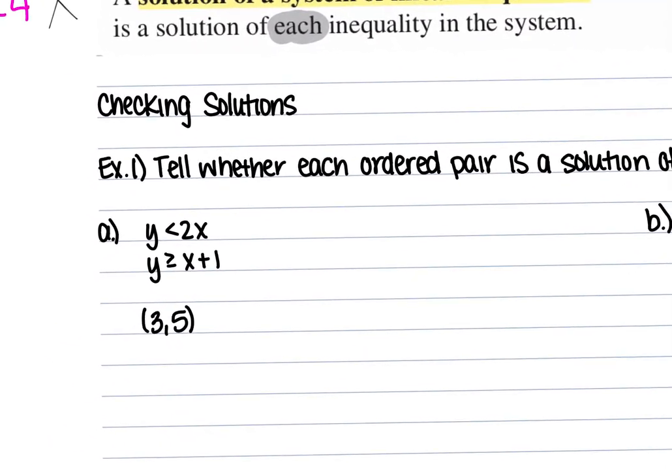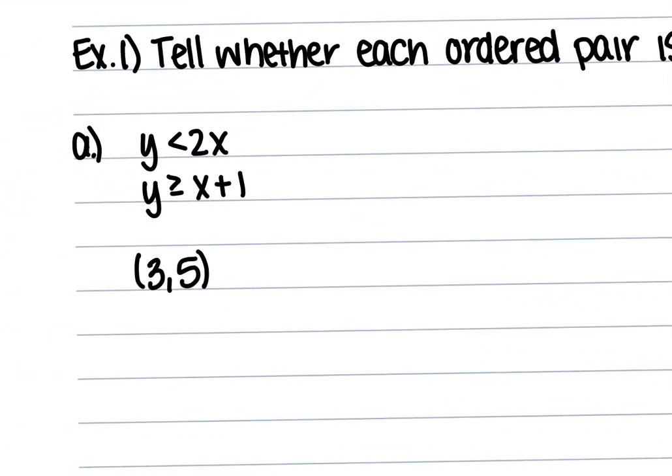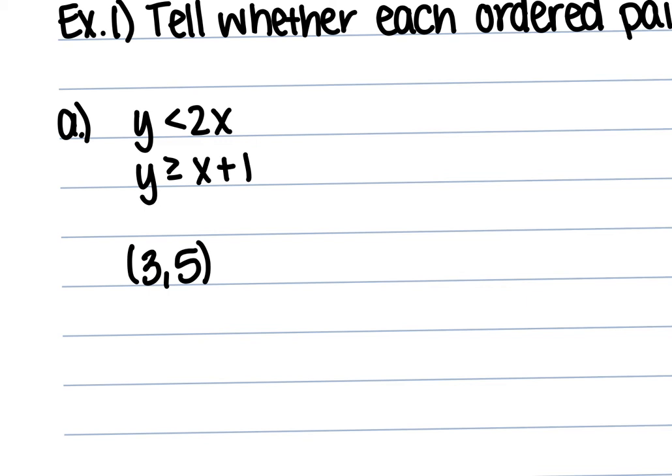Checking our solutions. Okay, so in example 1, we're going to tell whether each ordered pair is a solution of the system of linear inequalities. Guess what, guys? All you got to do is plug it in, okay? So my x is going to be 3. My y is going to be 5. We plug them in. So we've got to do the first one. We've got to do the second one. So we're going to plug it into the first one.